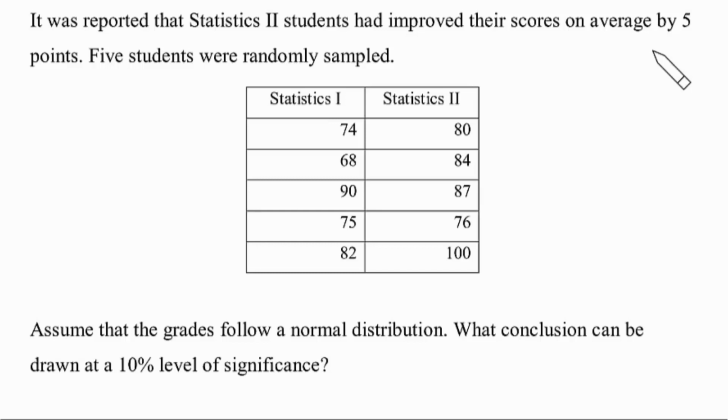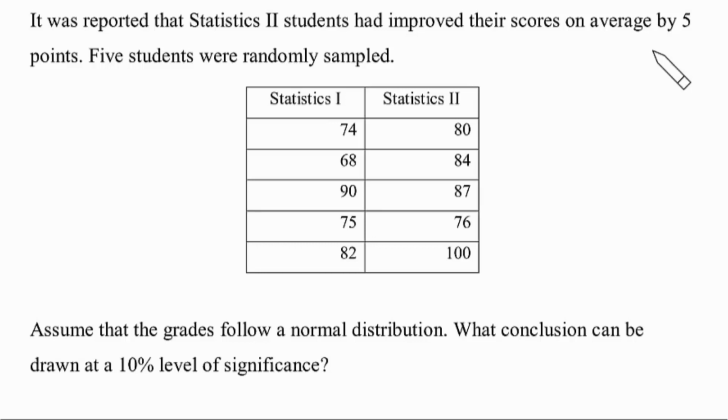And so this is a paired sample because each of these rows is representing another person. And for each person, we've got a pair of data points, their score for Statistics 1 and their score for Statistics 2. Assume that the grades follow a normal distribution. What conclusion can be drawn at a 10% level of significance?